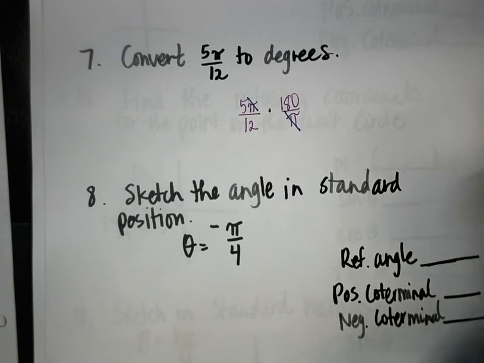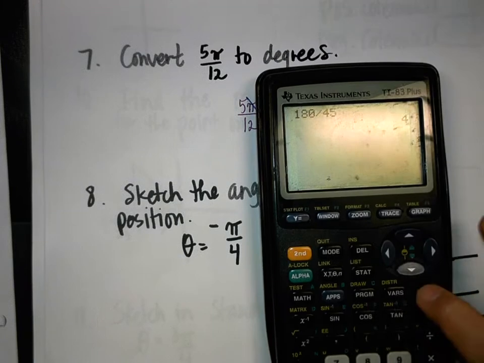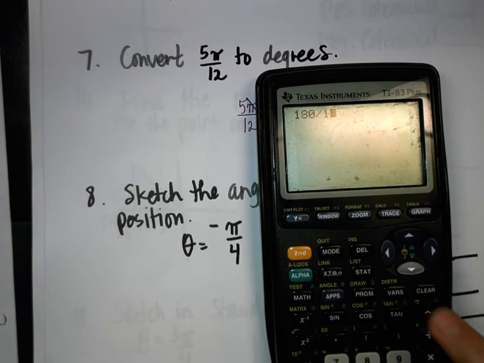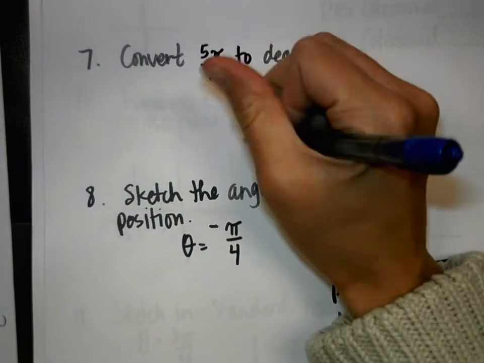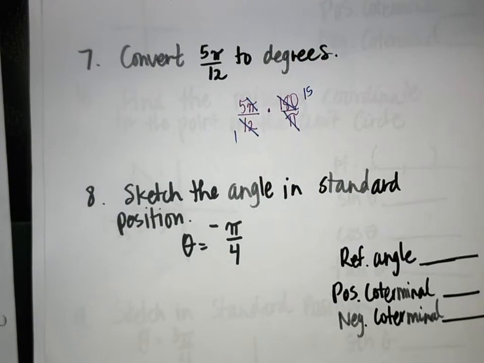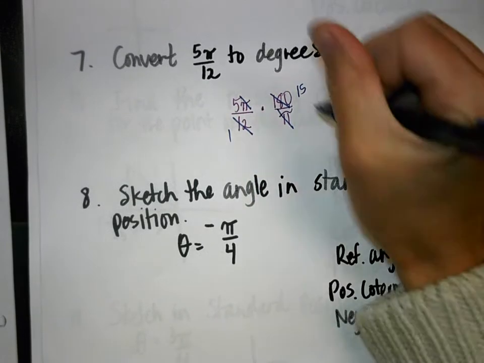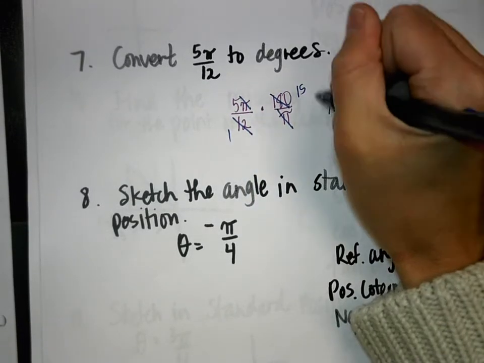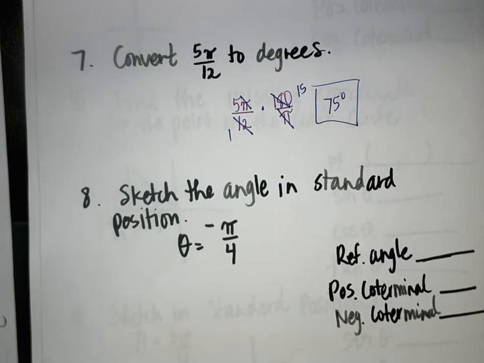And then let's check to see, can 12 go into 180 evenly? If you got out your calculator, you could go 180 divided by 12, and it does reduce to be 15. So I can reduce this to 1 and this to 15, and we end up with 15 times 5, which is 75 degrees. So when we convert 5 pi over 12 to degrees, it's 75 degrees.